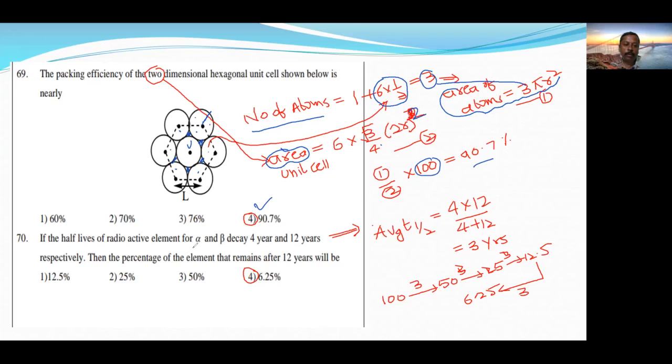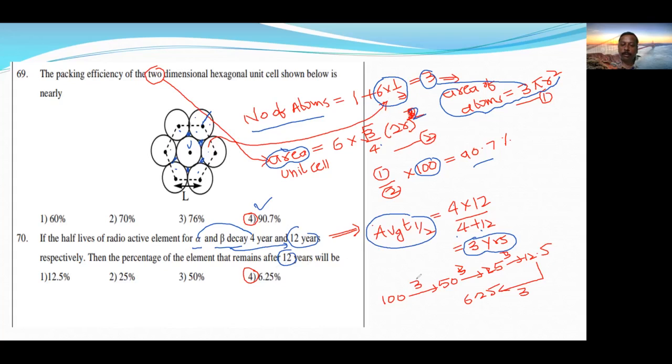Then a very interesting and very good question. Half-lives of two radioactive elements for alpha and beta decay: if it is alpha decay, 4 years; if it is beta decay, in a parallel reaction, it is 12 years. Then the percentage of element that remains after 12 years. So first of all, let us take the average T half. That will be 4 into 12 divided by 4 plus 12. That means the average, because of the alpha and because of the beta, will be 3 years.